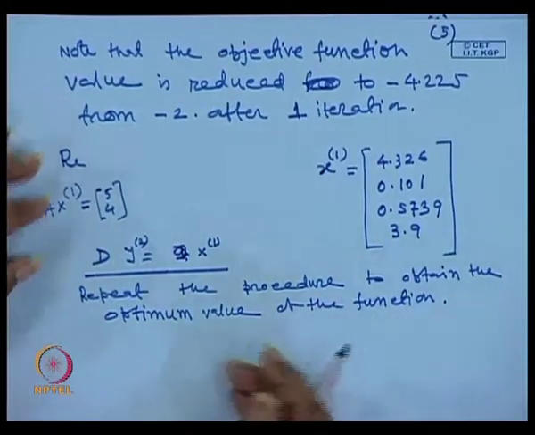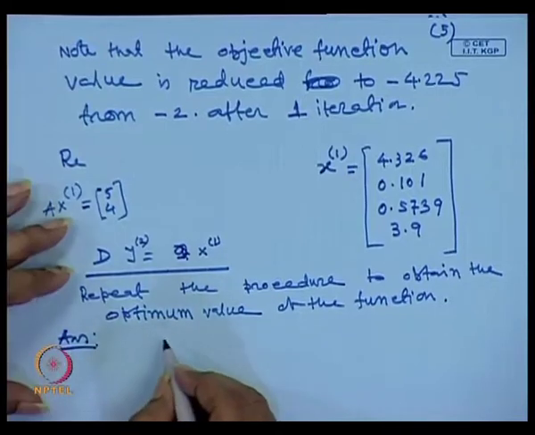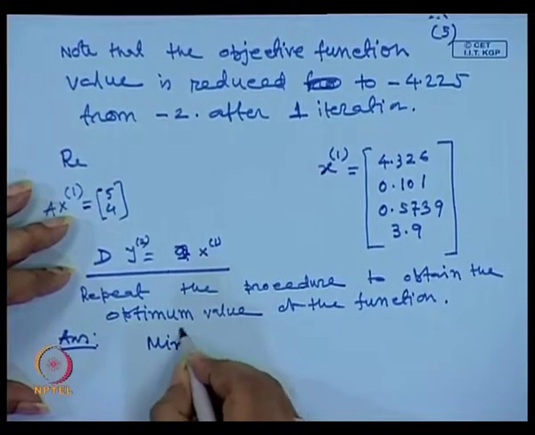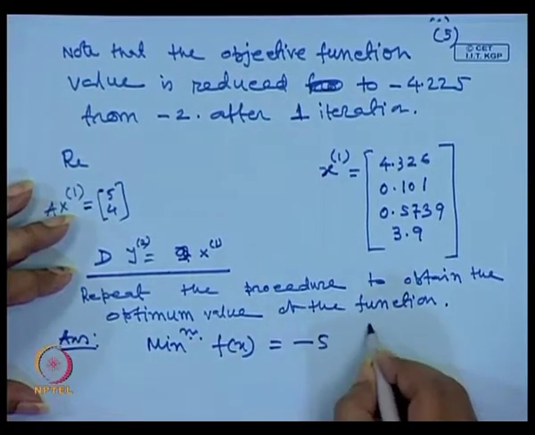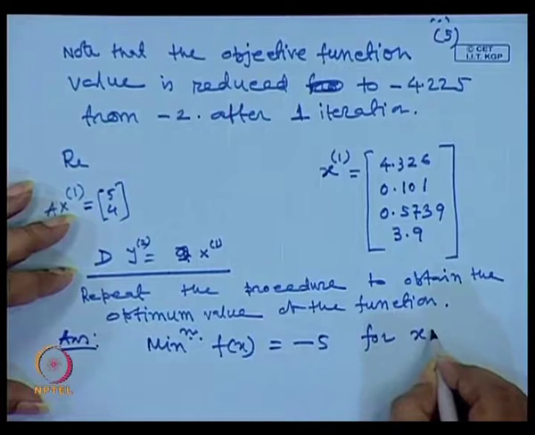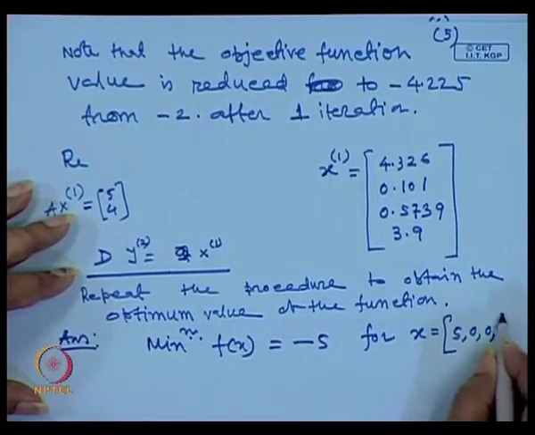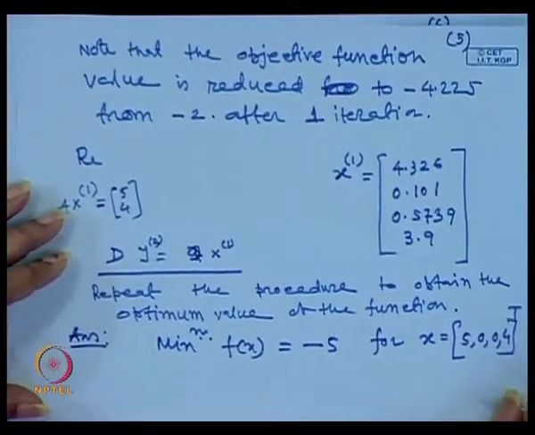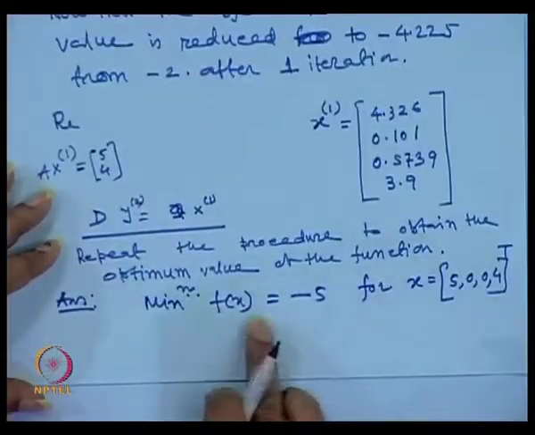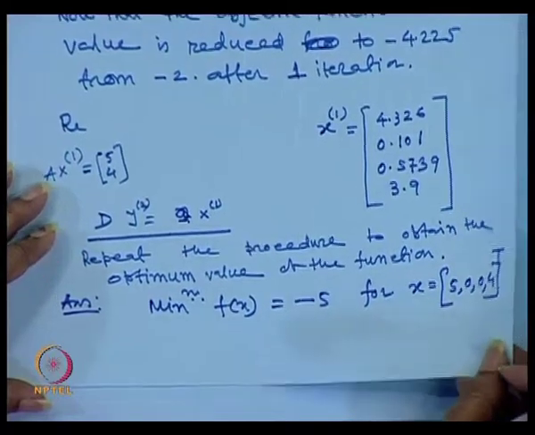Agree? So, you can do another iteration, and you will see the minimum value of the function f of x is equal to minus 5 for x is equal to [5 0 0 4] transpose. And physically also you can see this, that you will get the value of the function as minus 5 from the statement of the problem.